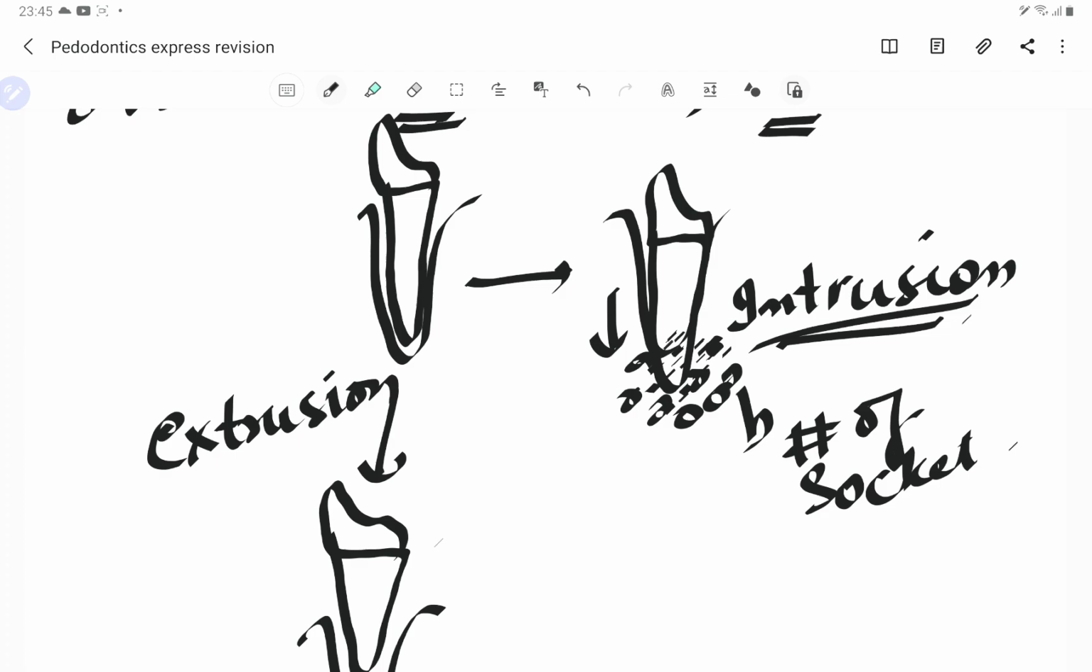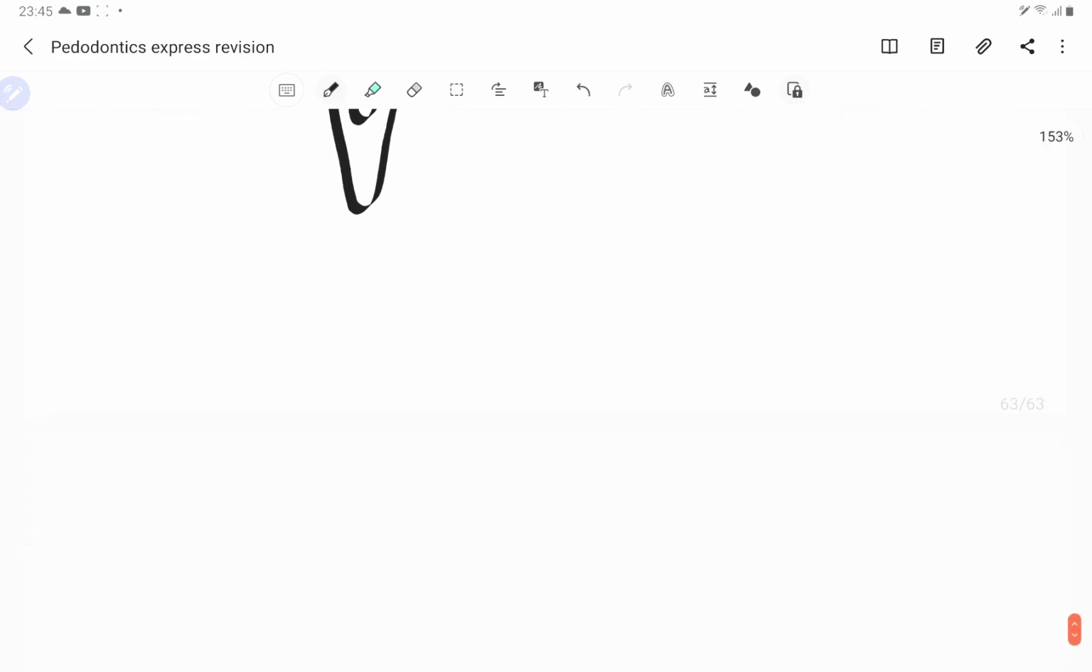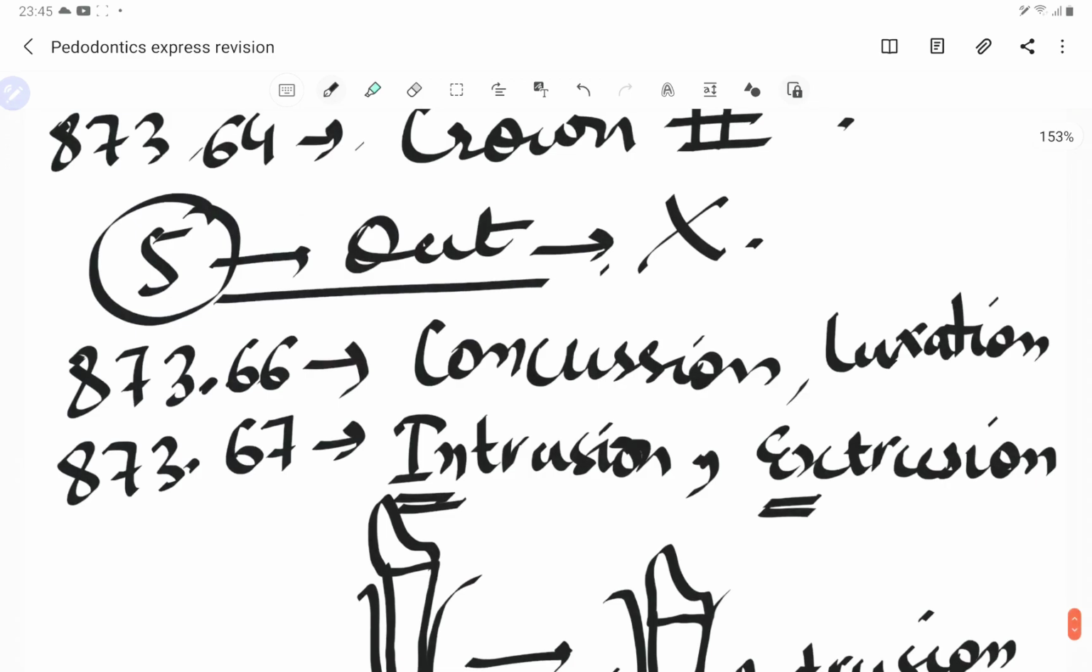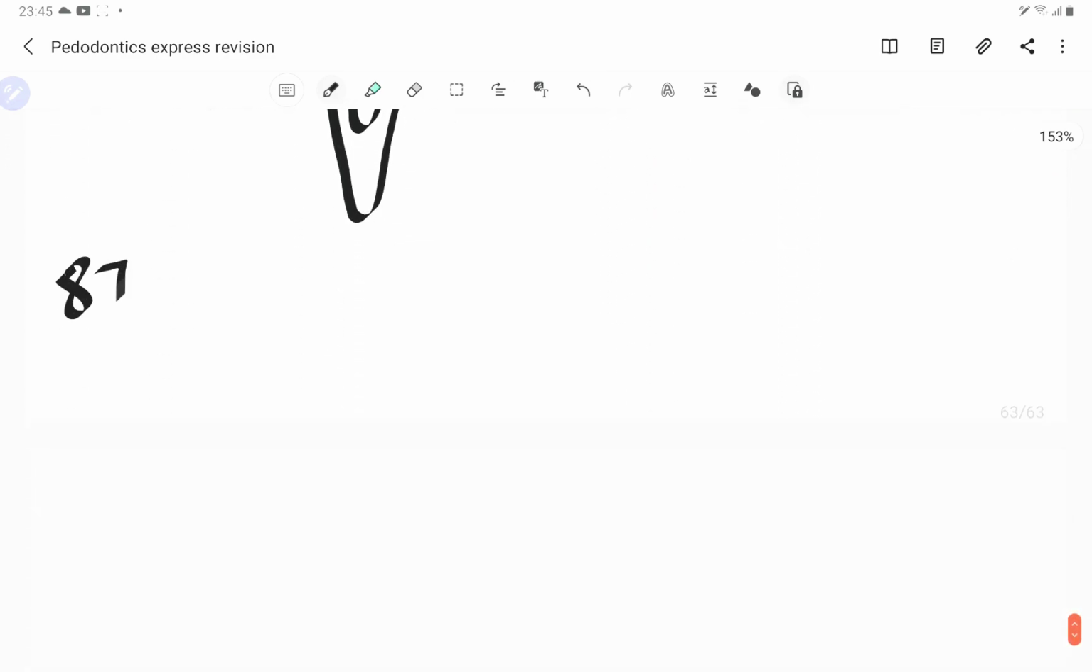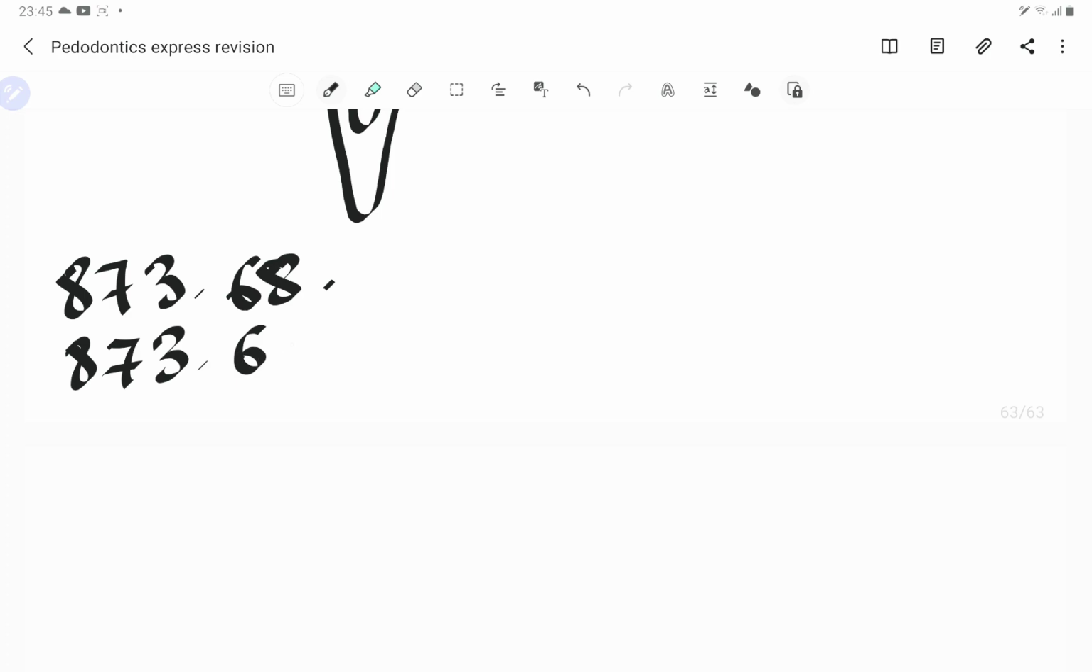Because the tooth is going inside. When it is going inside the bone, it is going to fracture all that bone. So that was about 873.67. We are at 873.68 and up till 9. Here also we have up till 9, 873.69.